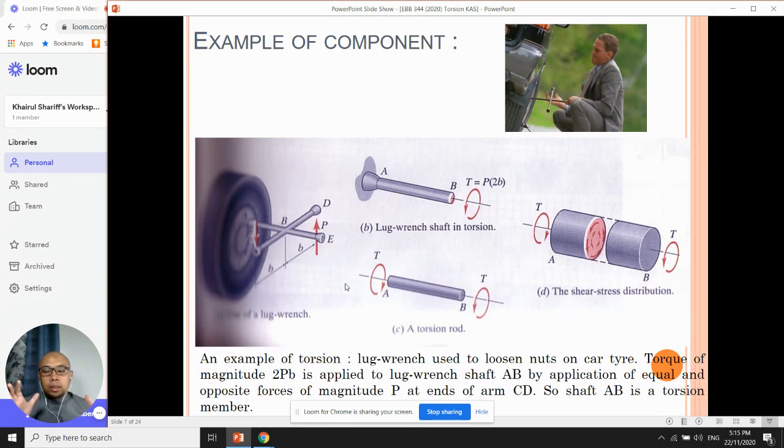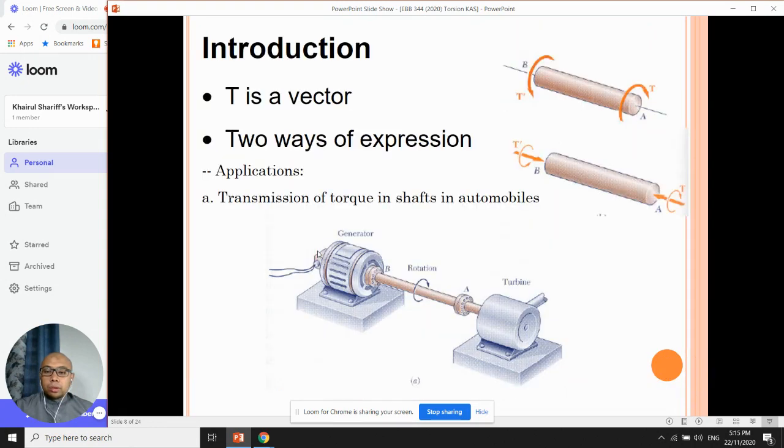Let's say what happens if you use a short lug wrench. It's difficult to remove the nut or screw. Meanwhile, if you have a quite long lug wrench, I think it's easy for you to apply the load, with the minimal load that you need to use. So the distance plays an important role in order to manipulate the load that has been applied on the lug wrench.